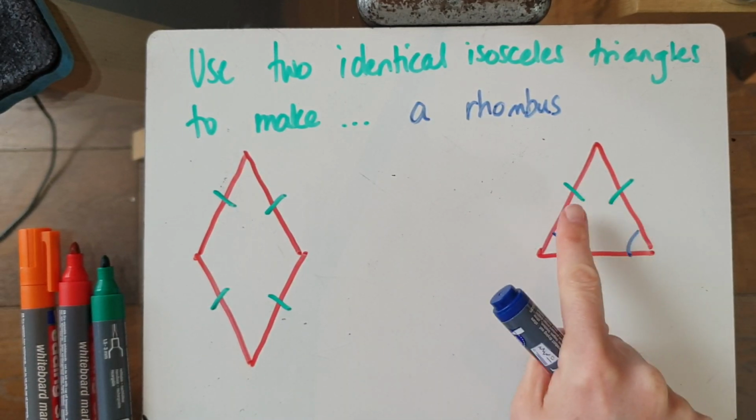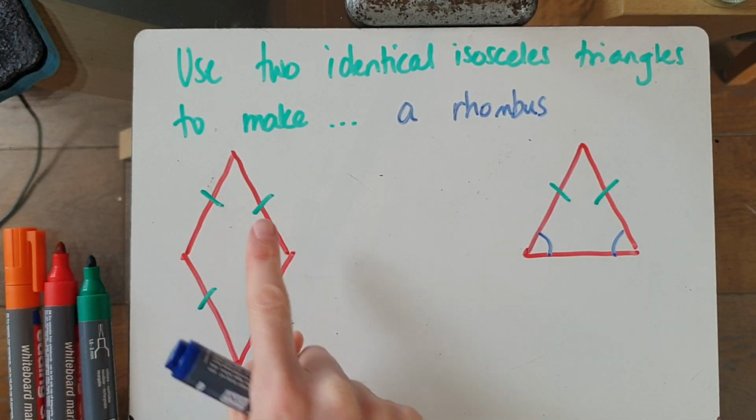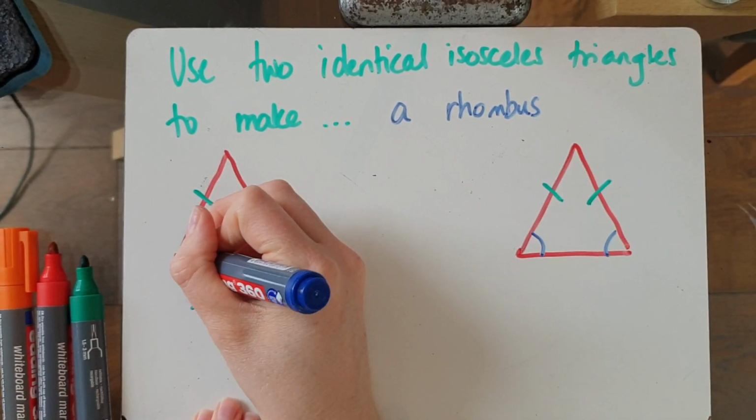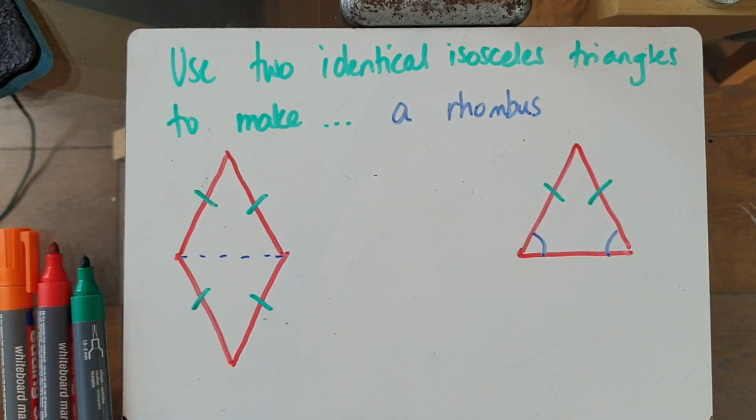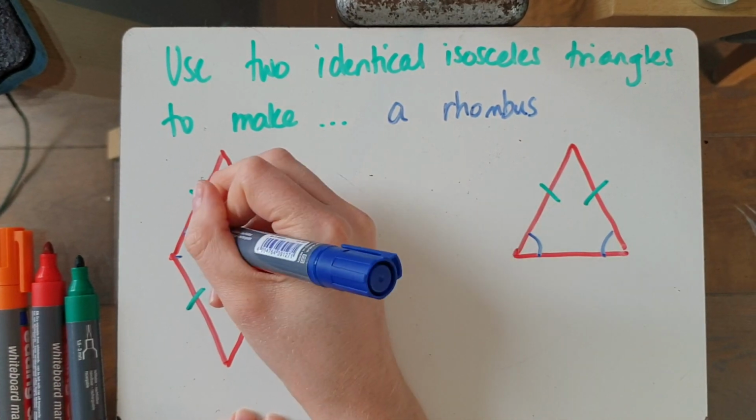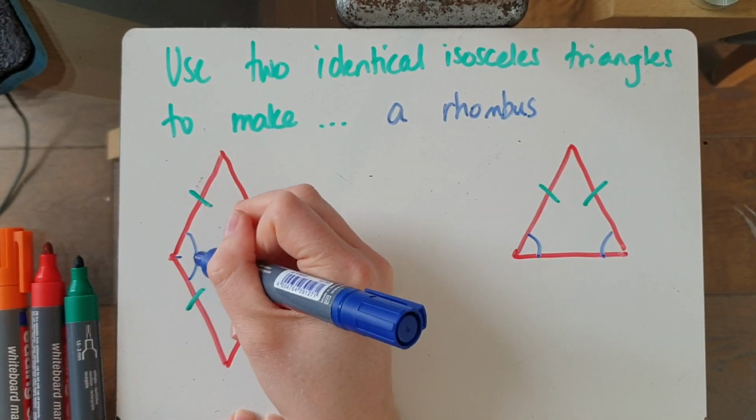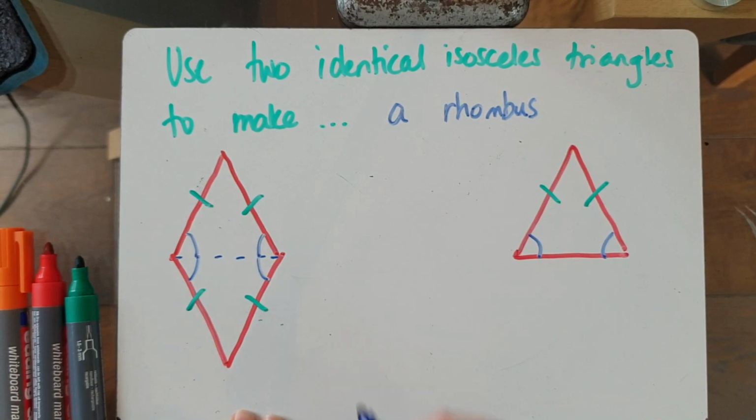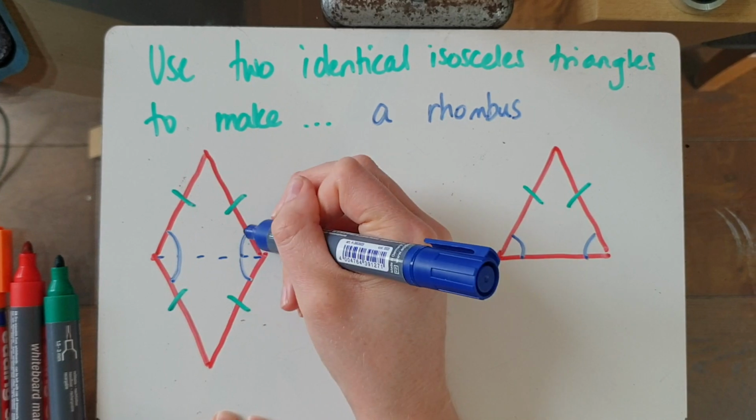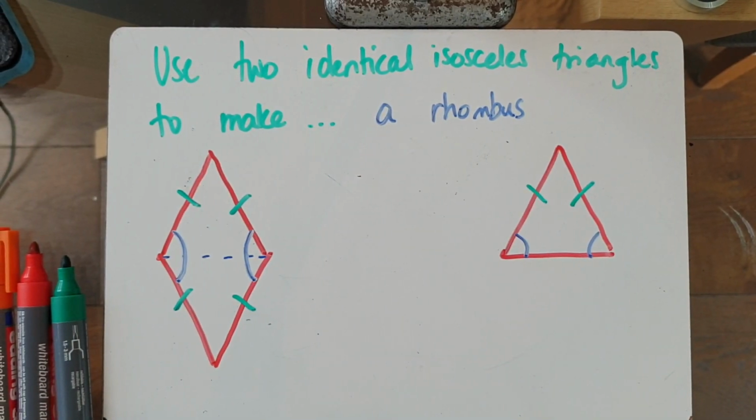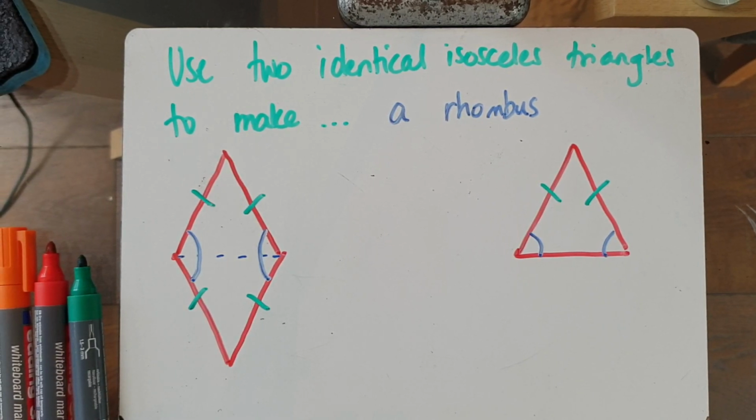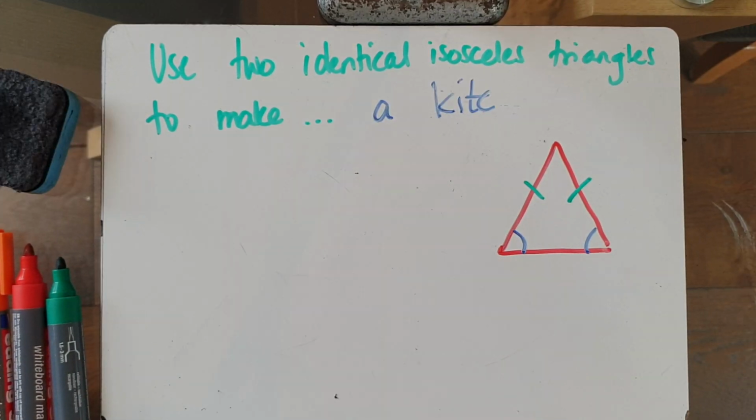Well, if we have a look at these two sides, they can match up with those, and then we can flip the triangle over and match it up with these. So we can split the rhombus into two isosceles triangles like that. This angle and this angle will be the same. This angle and this angle will be the same, which means when we add these two together and add these two together, this angle and this angle are the same. So that's how we would make a rhombus. Copy that down, please. Pause the video if you need to, and let's go on to the next shape.